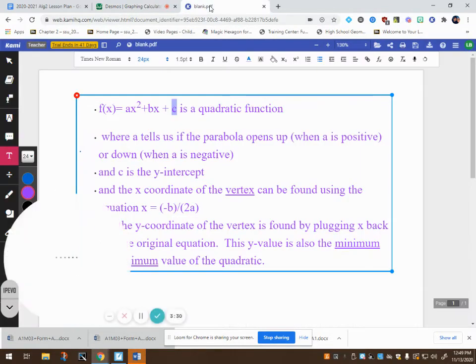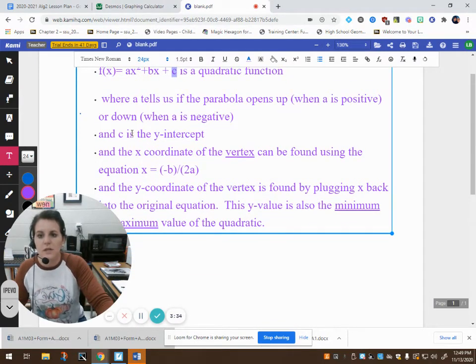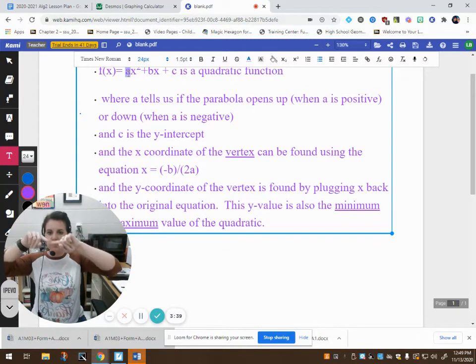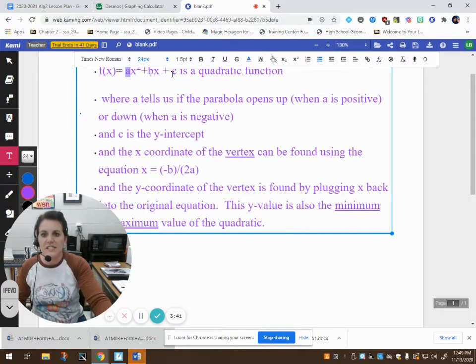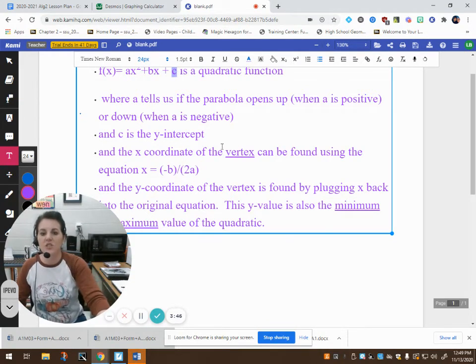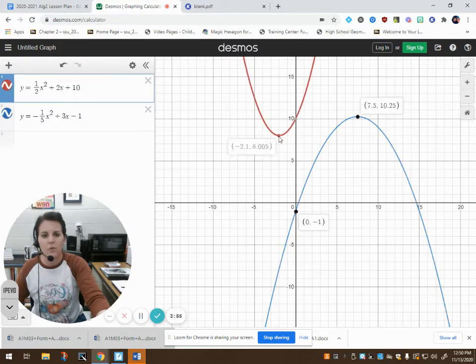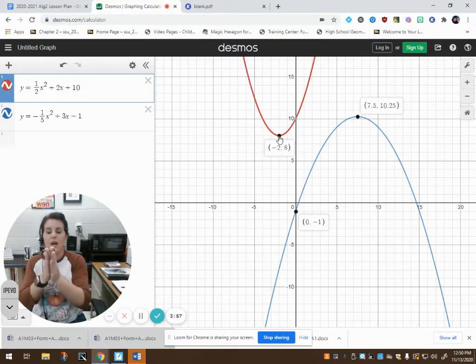So these are important things to look at when we look at our equation. The A tells us if it's going to open upward, if it's positive, downward, if it's negative. The C tells us where it crosses the y-axis. And the next really important thing, this tells us so much information. This vertex is the high point or the low point on our graph. It's the point right smack dab in the middle.